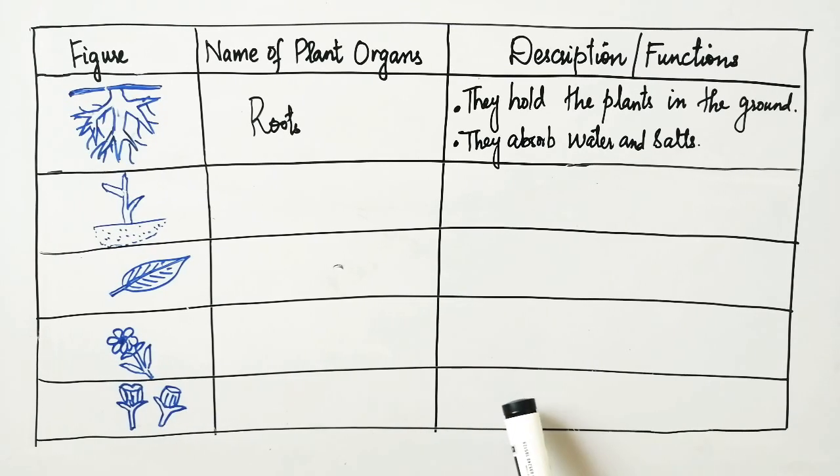So you have to write down the description related to the buds over here. You can take the help from pages 14 and 15 of your science textbooks as well.